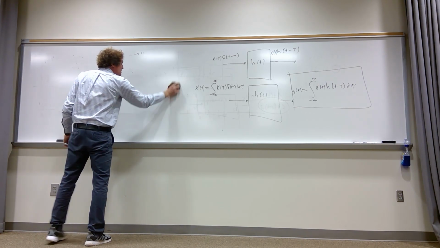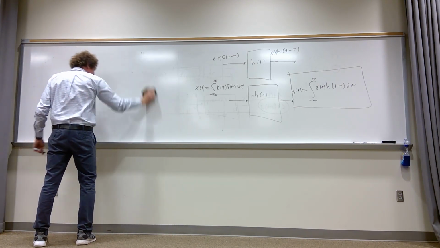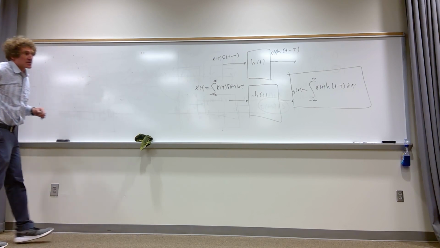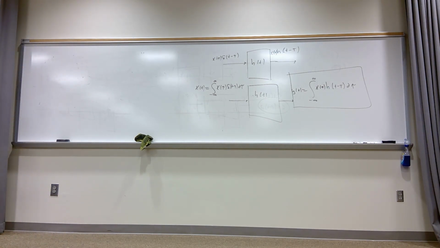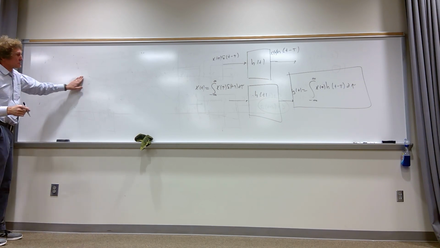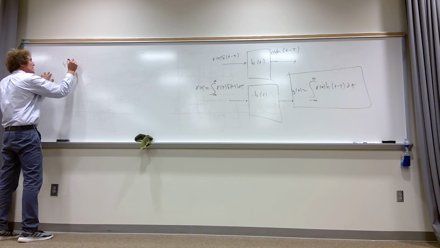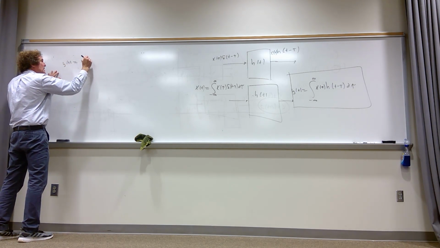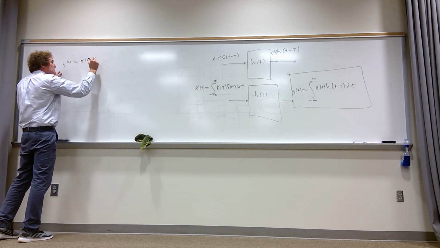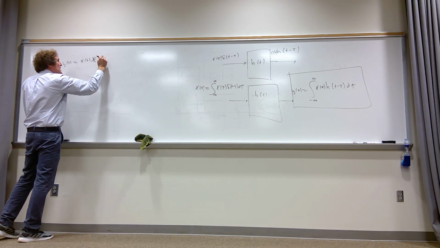We'll get to discrete stuff later, but discrete convolution is something that they really do in real time with computers and stuff to get input-output relationships all the time. So now I'm going to say this. In general, we say y of t is equal to x of t, and the symbol for convolution is the asterisk, convolved with h of t.